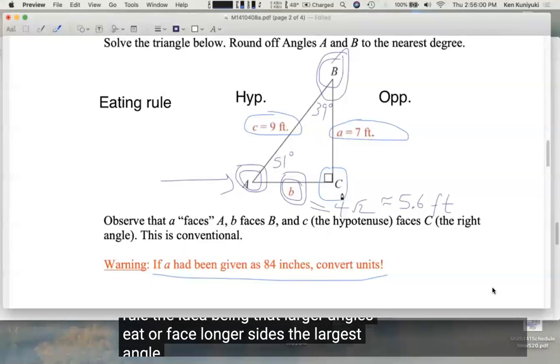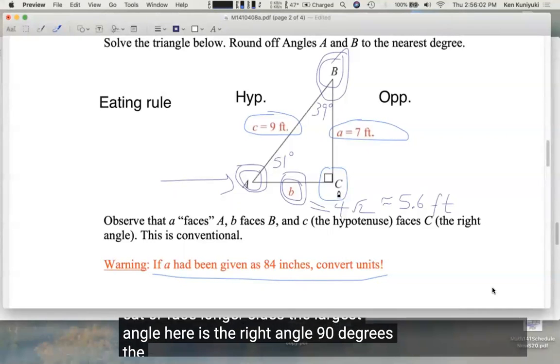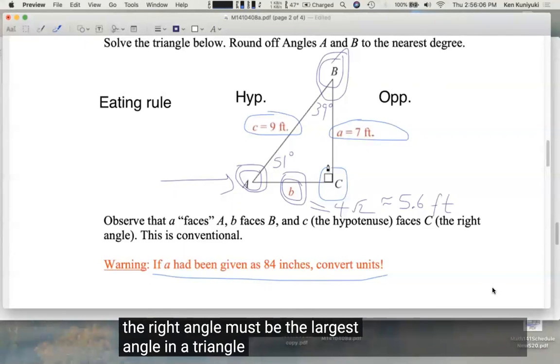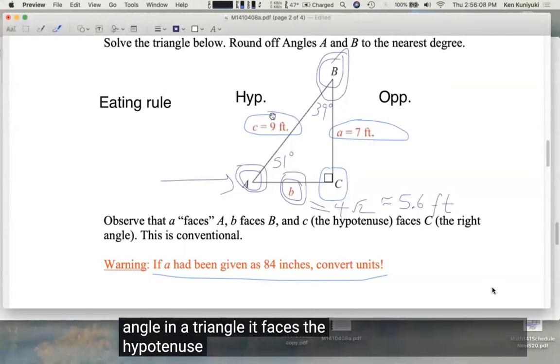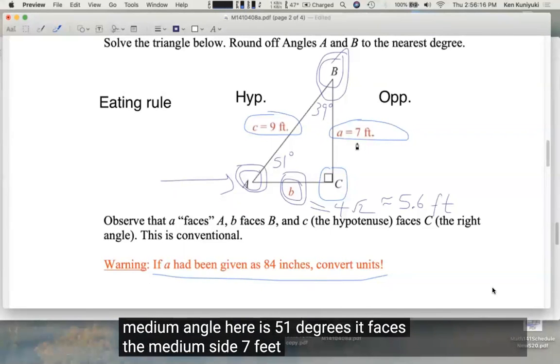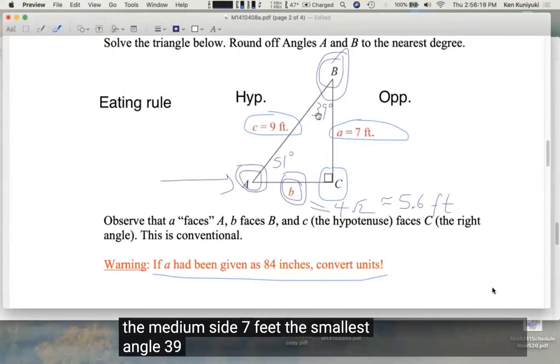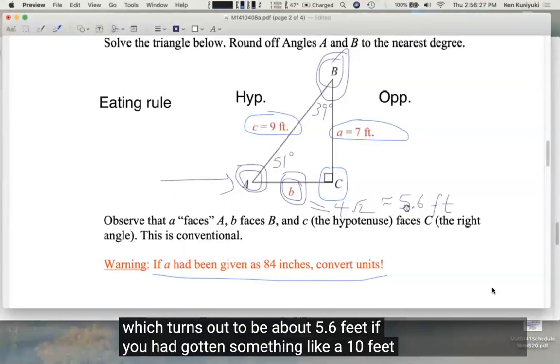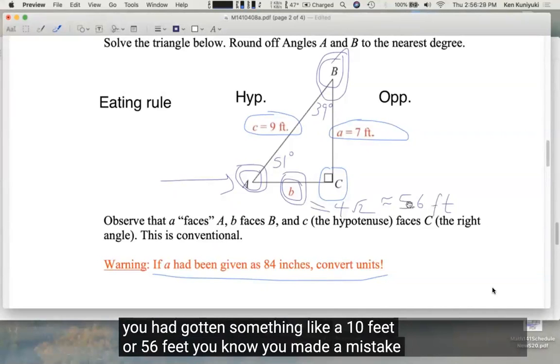The largest angle here is the right angle, 90 degrees. The right angle must be the largest angle in a triangle. It faces the hypotenuse, the longest side, 9 feet. The medium angle here is 51 degrees. It faces the medium side, 7 feet. The smallest angle, 39 degrees, faces the shortest side, which turns out to be about 5.6 feet. If you had gotten something like 10 feet or 56 feet, you know you made a mistake.